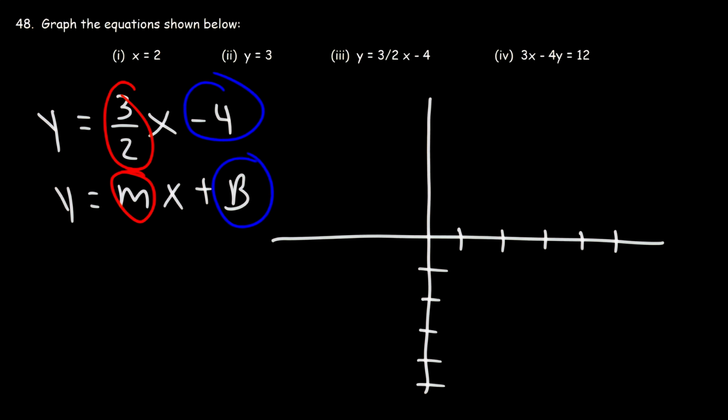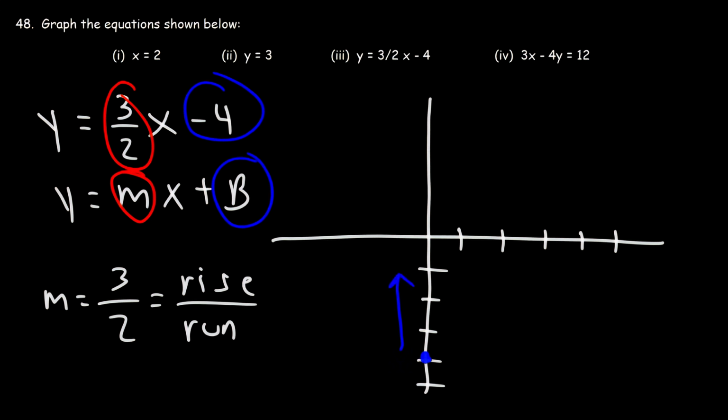So we're going to start by plotting the y-intercept, which is at negative 4 on the y-axis. Then we're going to use the slope to get the next point. So the slope is the rise over the run. So starting from the y-intercept, we're going to go up 3 and then run 2 units to the right.